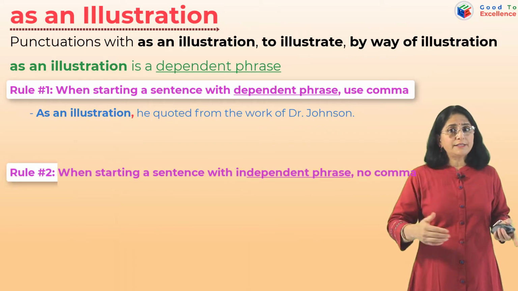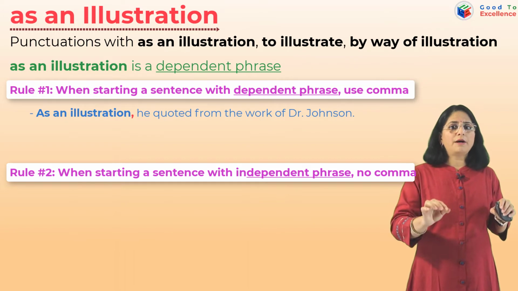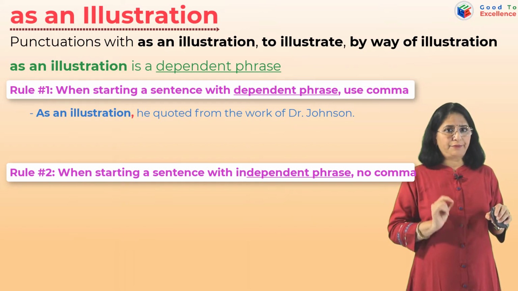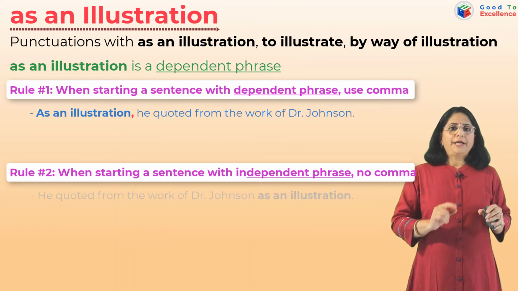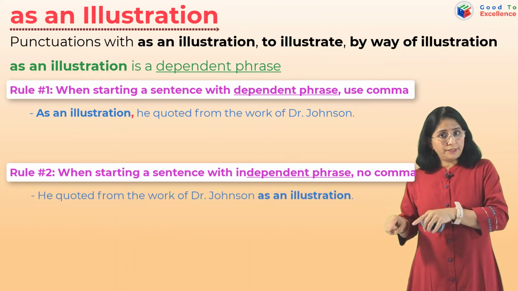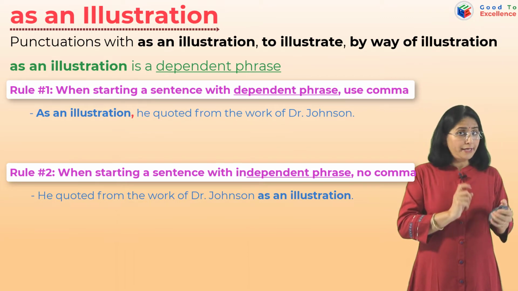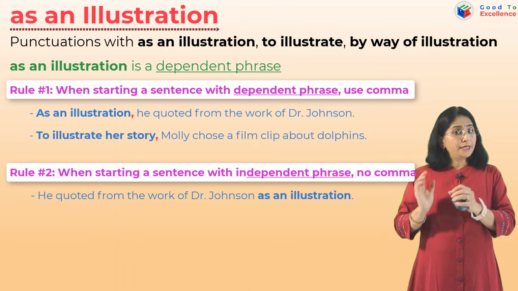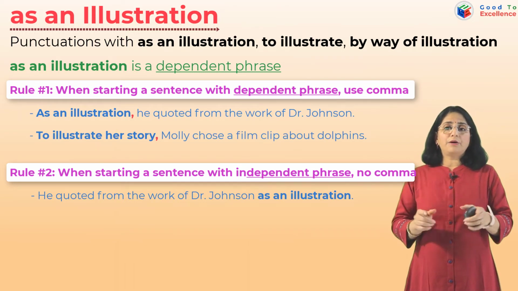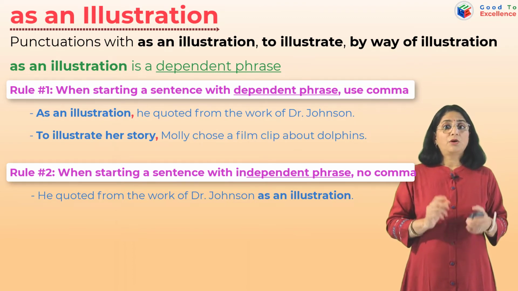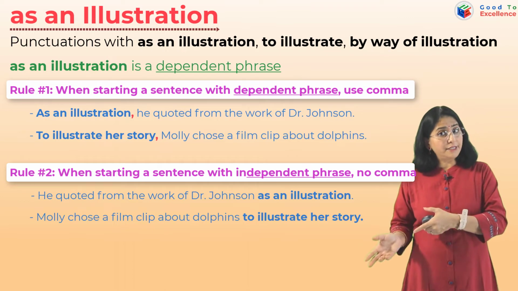Conversely, when we start the sentence with an independent clause, we do not need to use a comma before as an illustration. We will check it in an example. He quoted from the work of Dr. Johnson as an illustration. Here's one more example. To illustrate her story, Molly chose a film clip about dolphins. Or, Molly chose a film clip about dolphins to illustrate her story.